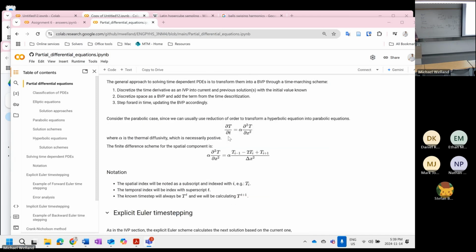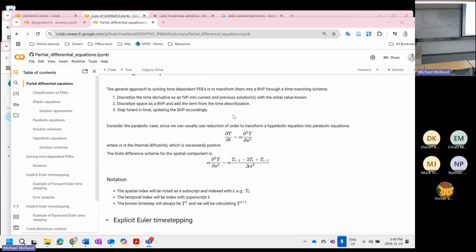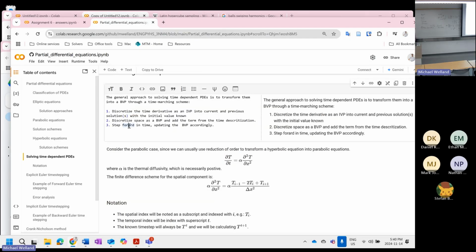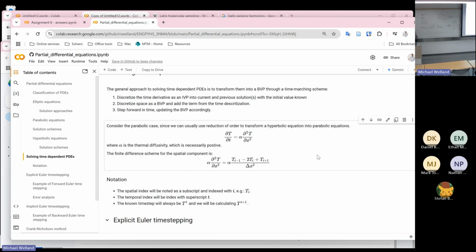Okay, solving these. The general approach, again, is to discretize time and then discretize space. Then it's a question of whether you're discretizing space based on your current time step or your previous time step, explicit or implicit, right? And then you just step forward, and you update your boundary value problem accordingly.